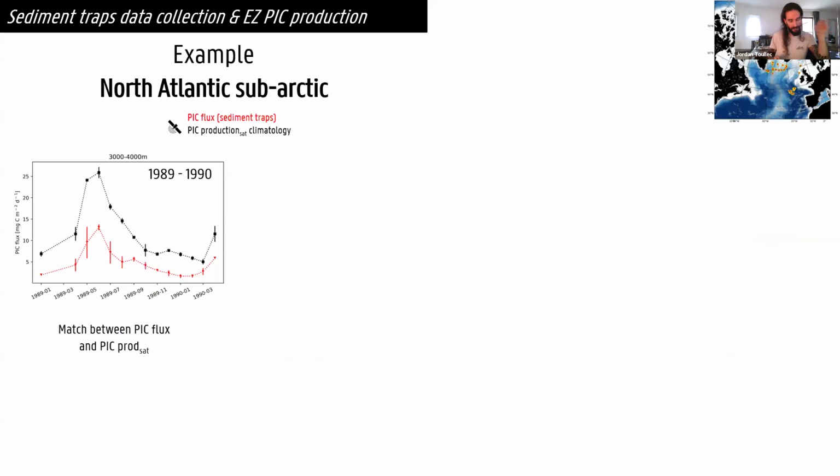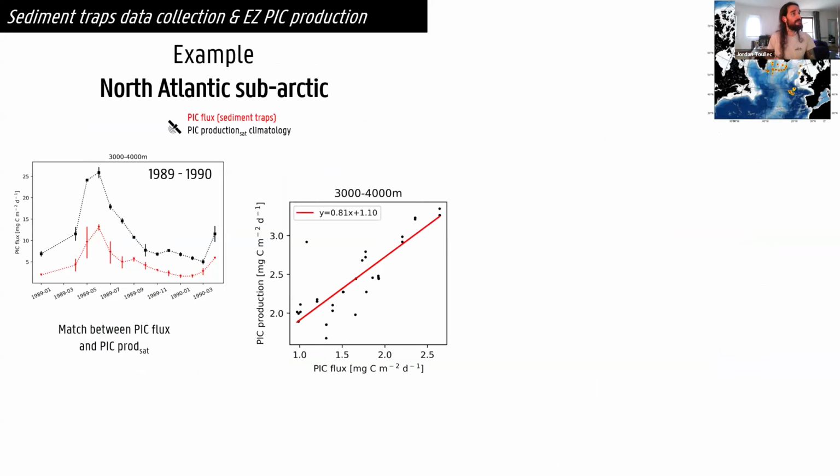So here is another example of my work. In this graph you have a time series from 1999 to 2010. In black is the PIC production based on satellite data, so mostly climatology, and the red is the PIC flux from the sediment trap. So what you see is that we have a nice matchup. Based on this, it's possible to do a linear regression at this layer. It's one example because it's the best.